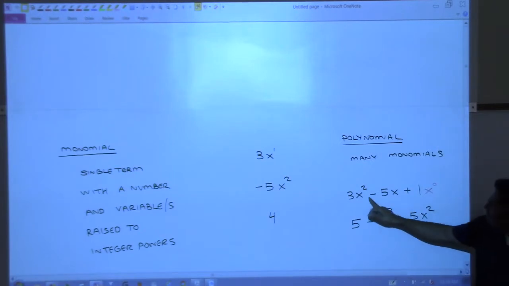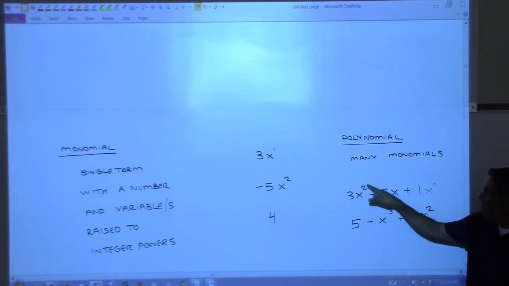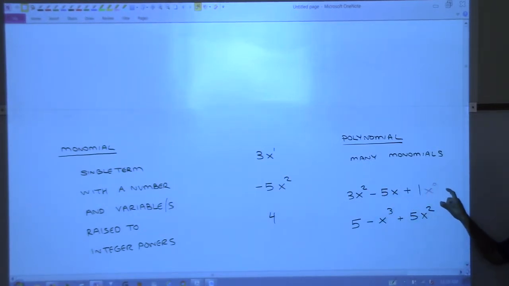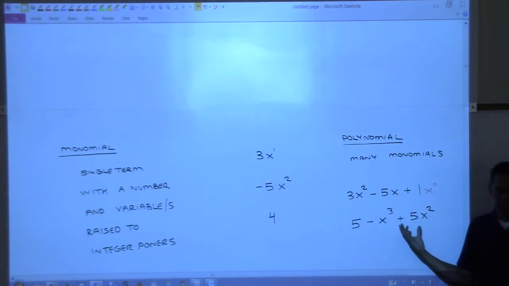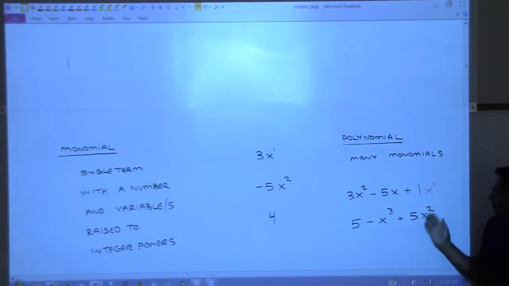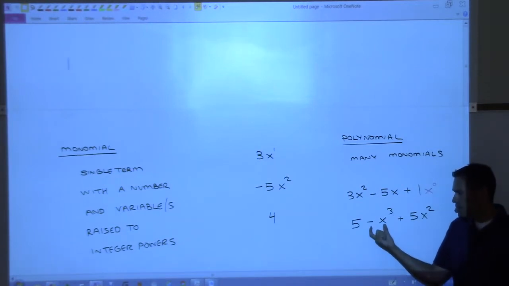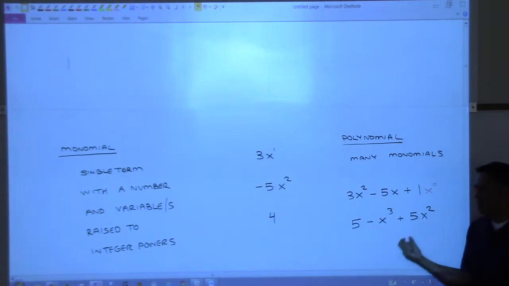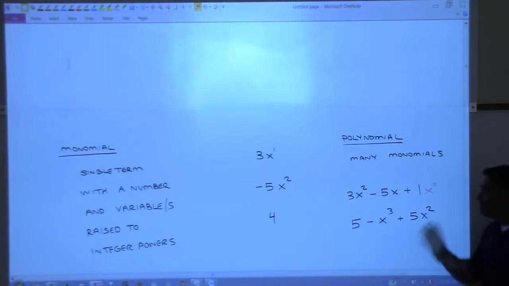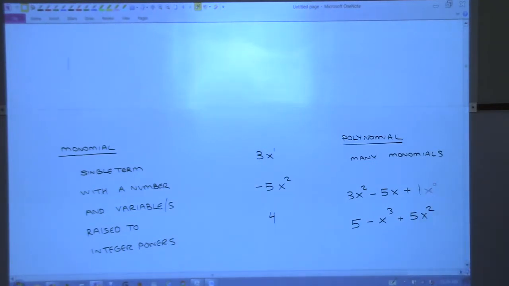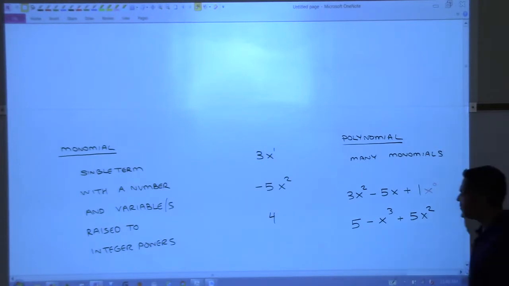So notice that the powers descend. They go down, right? 2, and then 1, and then 0. We call this descending order. This is another polynomial, but it's not in descending order, right? If you put it in descending order, this would be the first one you'd write, and then this one would be the second one, and then this one would be the last one. That would be put in descending order. But it doesn't have to be, all right? The order is not important.